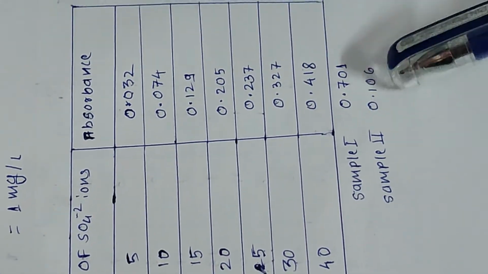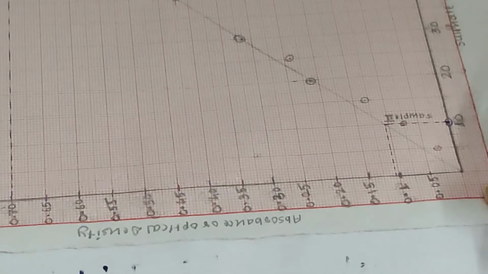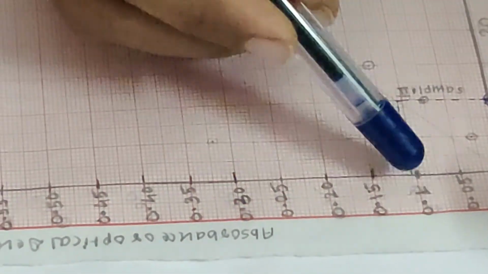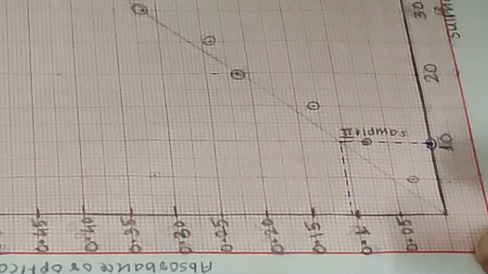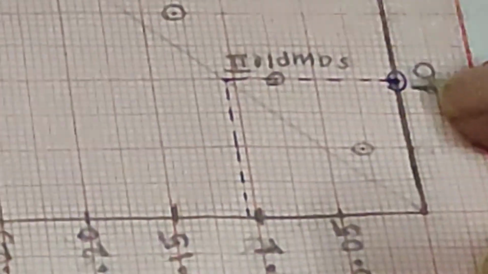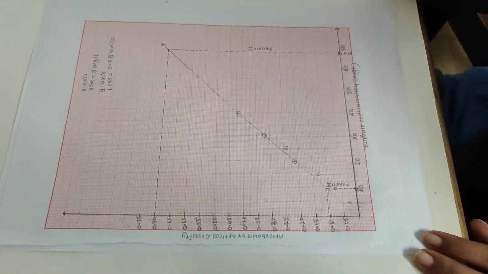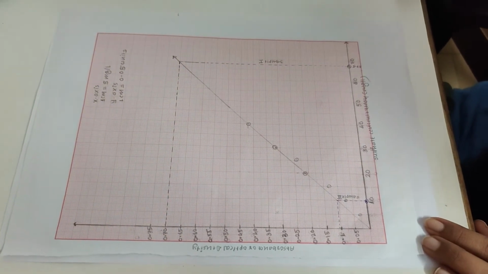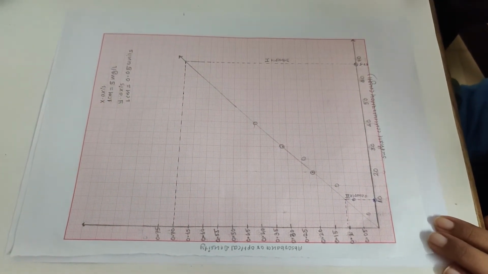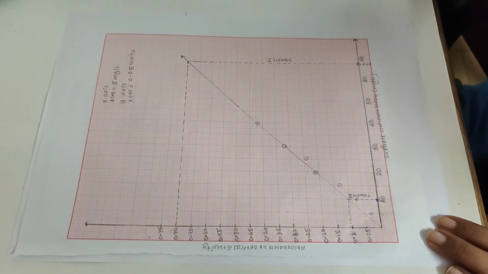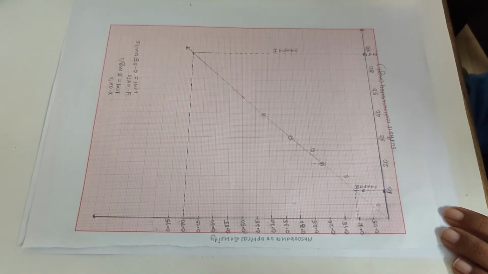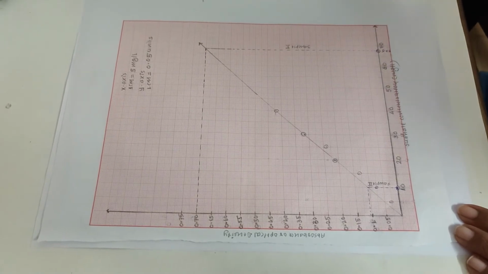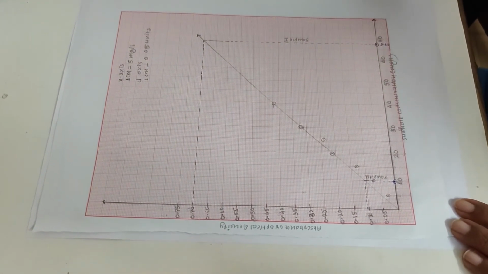Similarly, we have calculated for sample 2. Sample 2's absorbance was 0.106. So again on the standard graph, we took that value 0.106 and dropped a vertical line to get its sulphate ion concentration. So to summarize, we first plotted a standard graph using standard concentrations of sulfate ions, and we have measured the sulfate ion concentration of the unknown water sample.